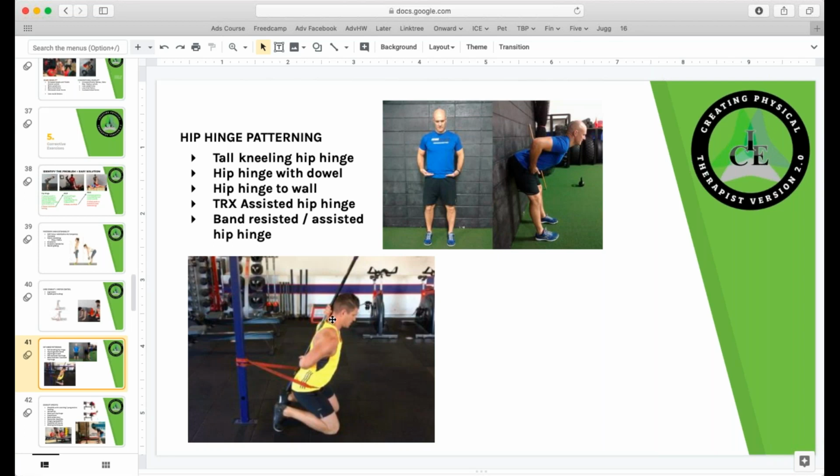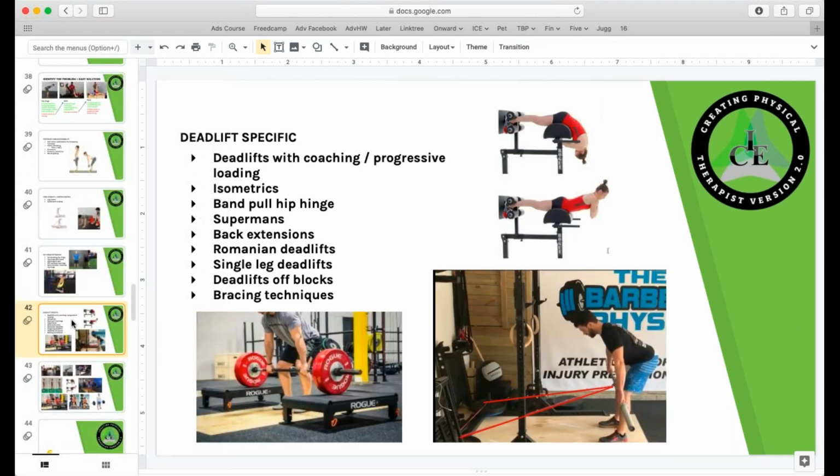going tall kneeling. We're doing things like a hip hinge to a wall, where we use a wall as a tactile cue for sitting the hips back. A lot of different ways to train this.